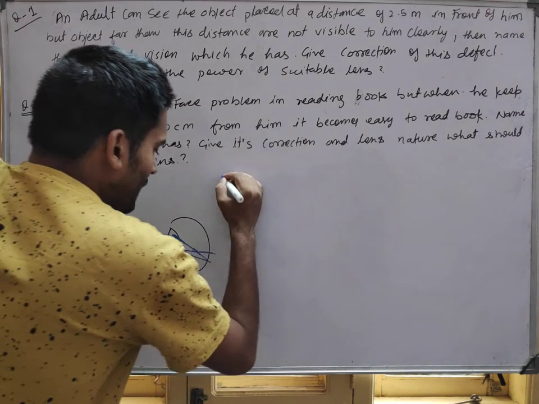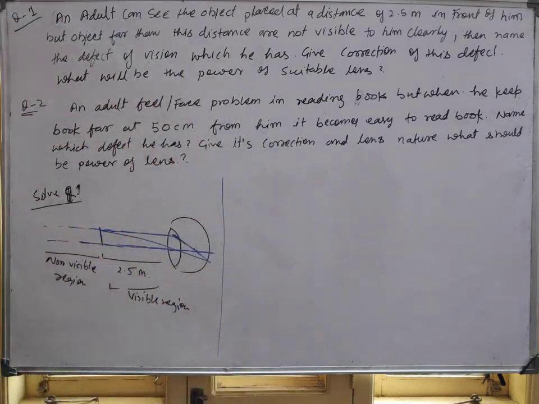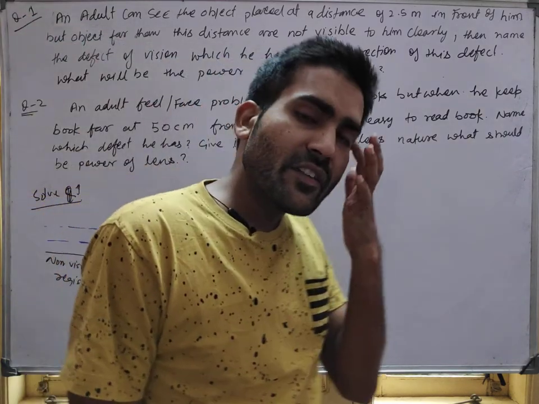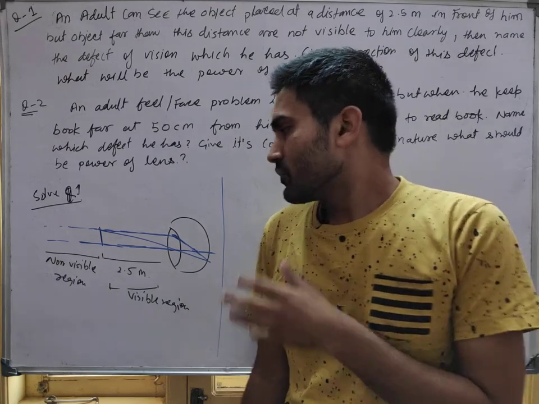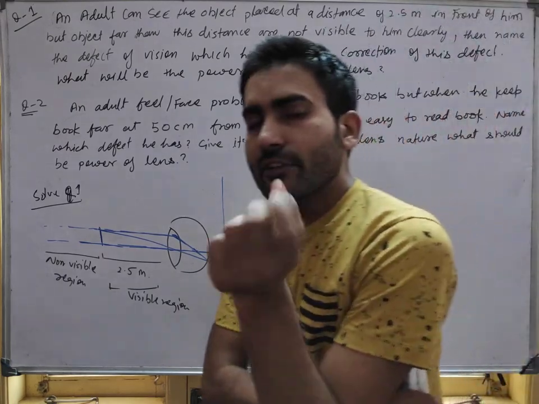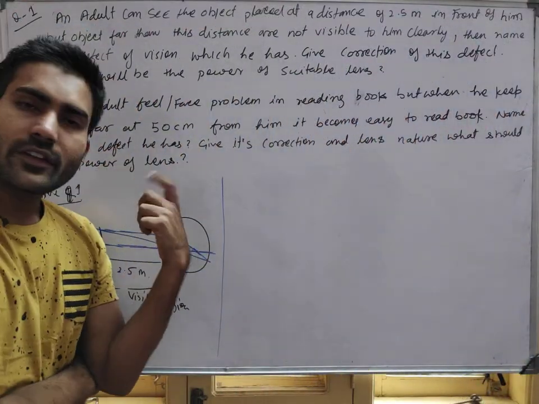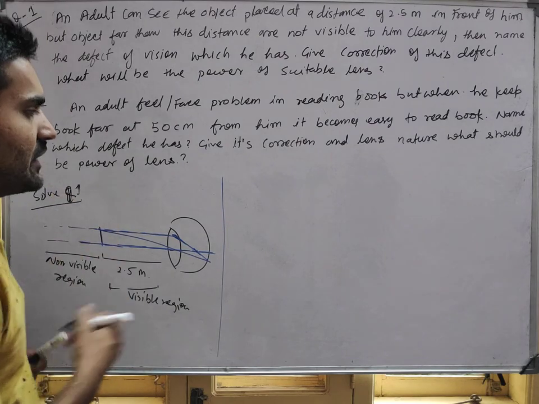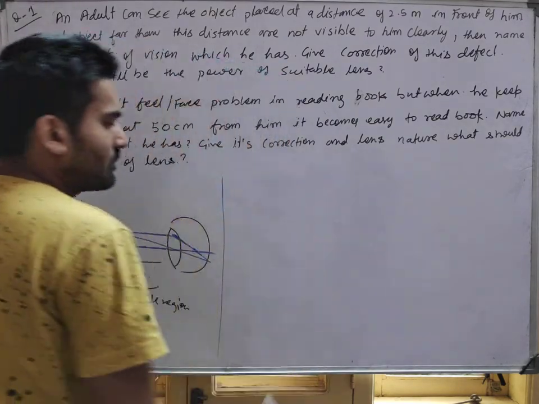So how will we correct this? We will correct it with a lens. Which lens will we use here? The concave lens. Whenever the defect is myopia, we use the concave lens. Let's see how it will help him.